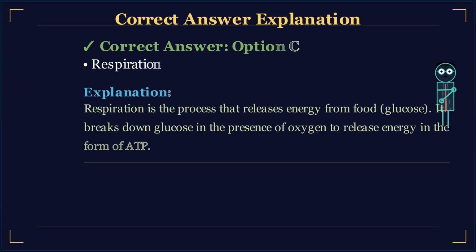Here's the explanation for the correct answer. Respiration is the process that releases energy from food, glucose. It breaks down glucose in the presence of oxygen to release energy in the form of ATP.